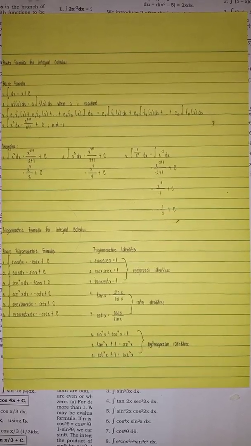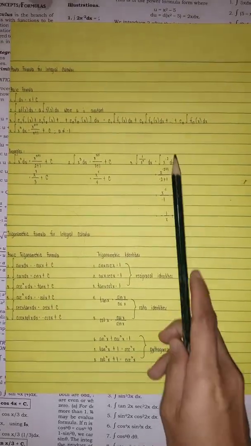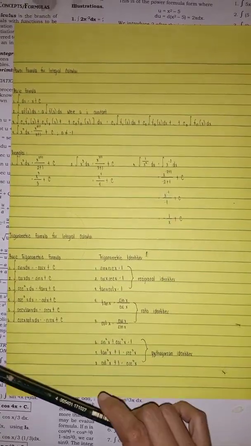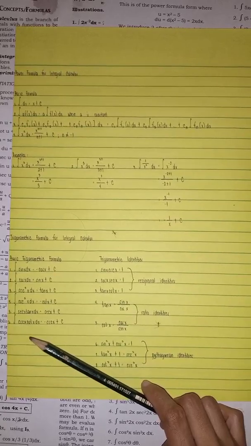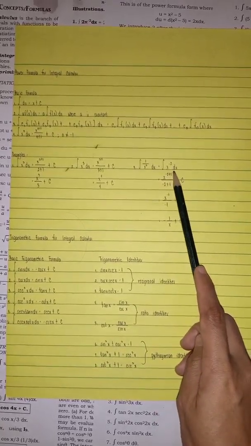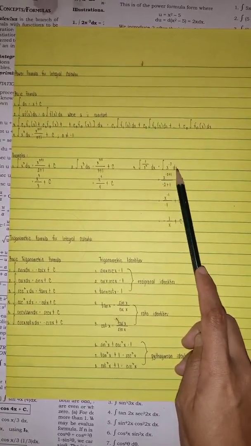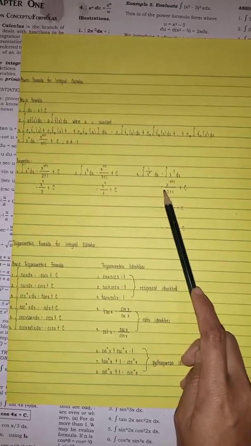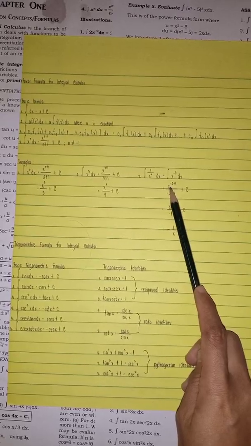Lastly, we have the integral of 1 over x squared dx. This time, x squared is in the denominator. We will use this as a negative exponent. So, the integral of x raised to negative 2 dx, then our n here is negative 2.